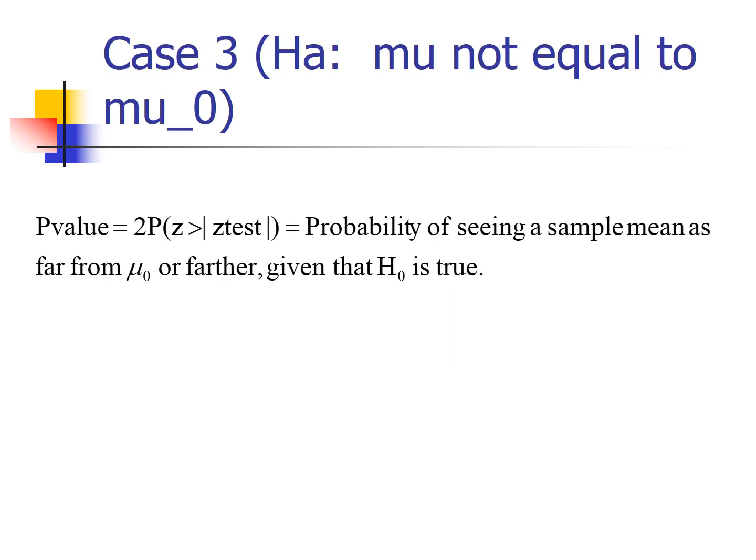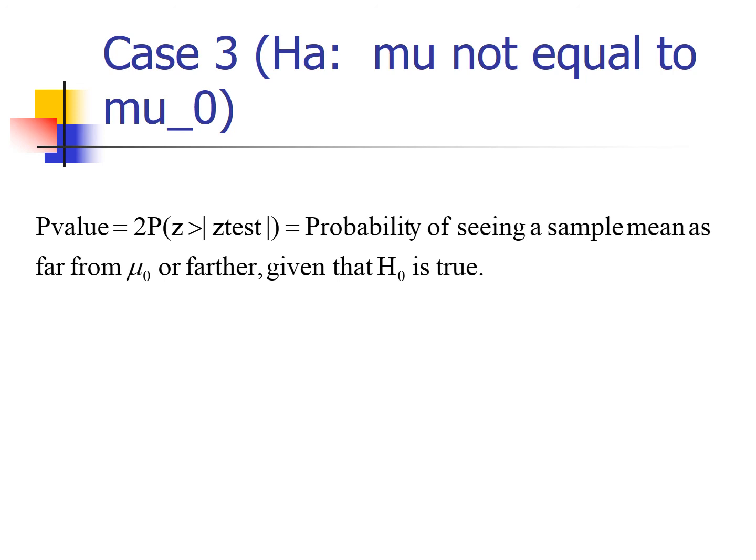Now, the slightly trickier case is case 3. This is the case where we're testing that mu, the sample mean, is not equal to mu naught. It's something different than mu naught. It's something different than the hypothesized mean. In this case, the p-value, here's our formula, the p-value is 2 times the probability that z is greater than the absolute value of the test statistic.